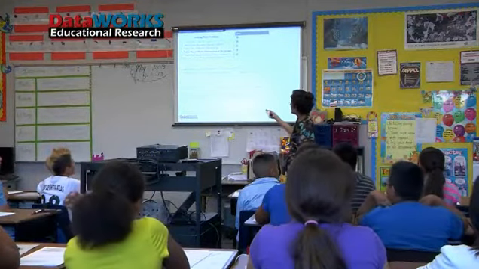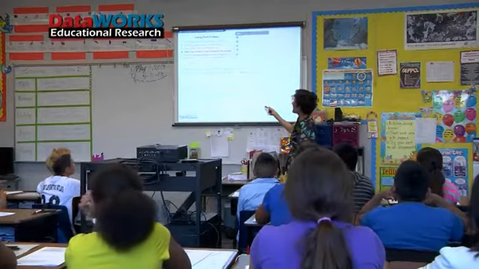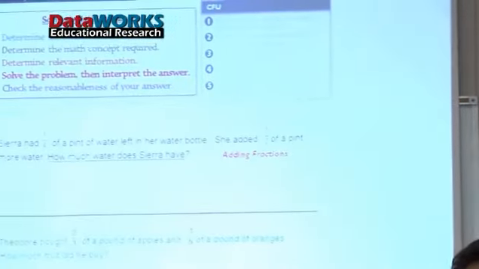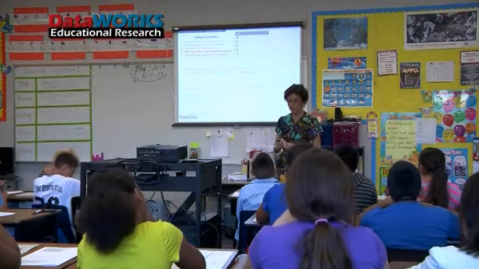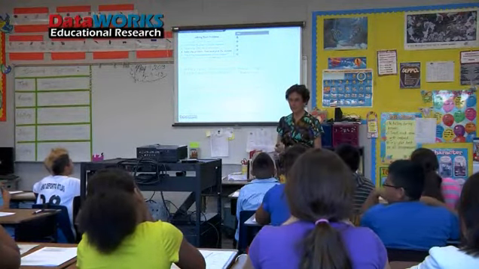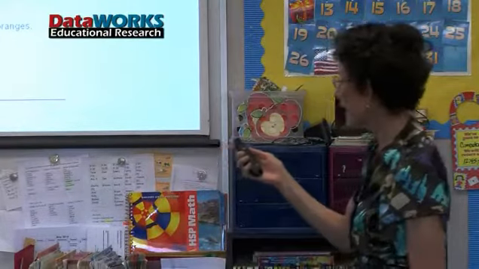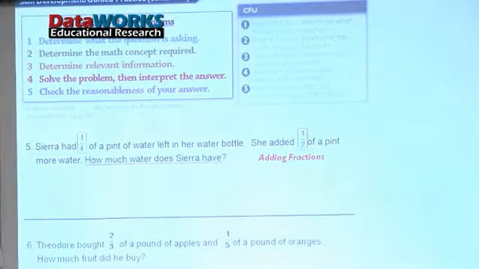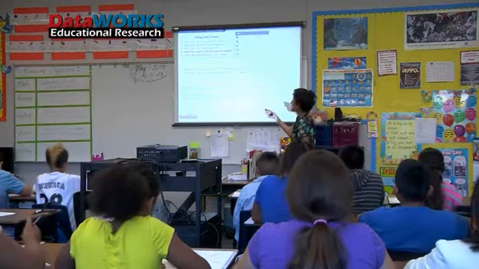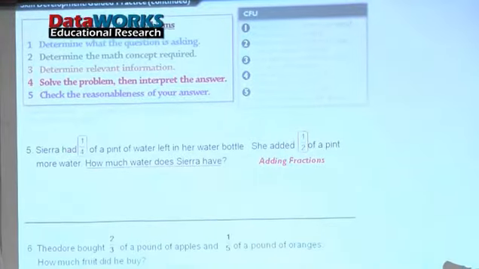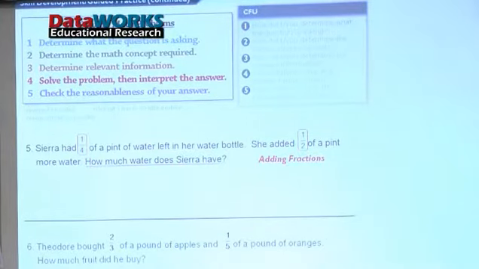Relevant. Let's read that. Relevant is what is the information that has to do with the problem. So if I'm adding fractions, the relevant information is going to have to be the fractions. I'm looking for the fractions because that's what I'm adding here. And I'm going to put a little circle around them. Number 4, let's read it. Solve the problem, then interpret the answer.